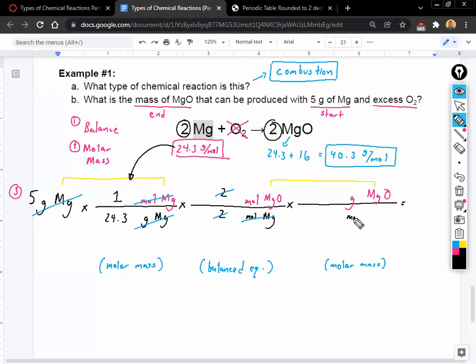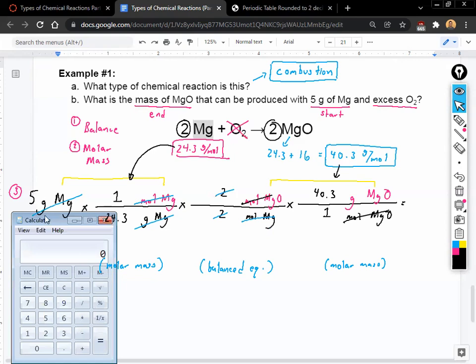And then last but not least, we're going to put moles of MgO on the bottom. You're going to get the numbers from the molar mass of MgO, which we said was 40.3, and it's going to be 1 on the bottom. So these cancel out, and there you go. We have everything that we need to solve this problem.